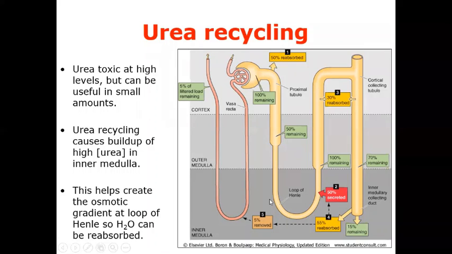At a higher concentration, urea is very toxic to the body, but the body has ways in which it controls the concentration of urea. So it's just going to reabsorb about 85%. The overall 85% of urea is being recycled. Only 15% is excreted in the urine.